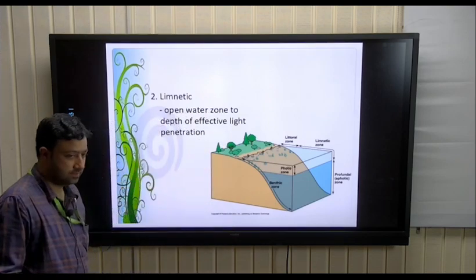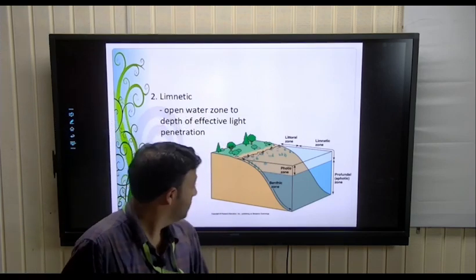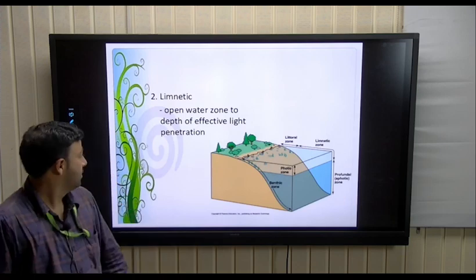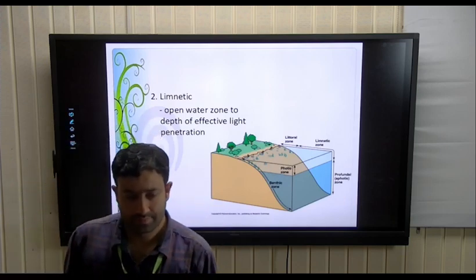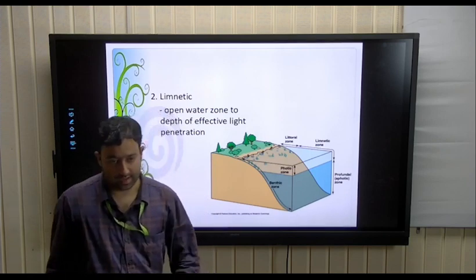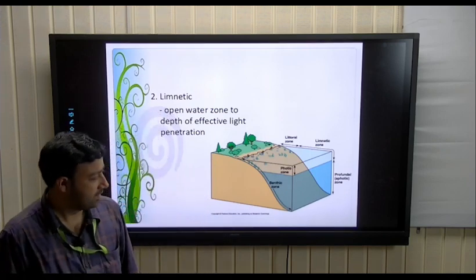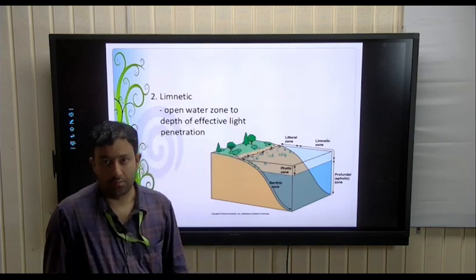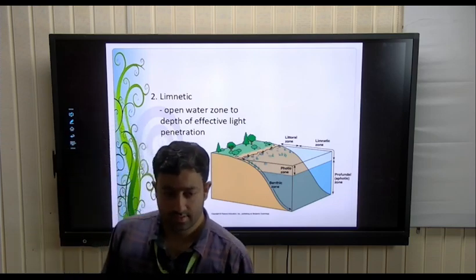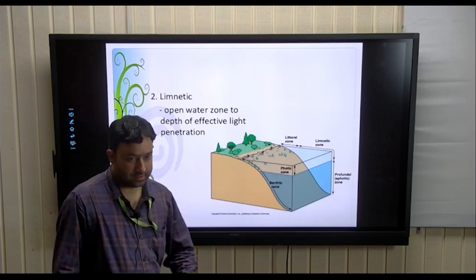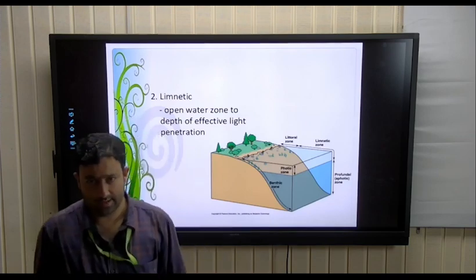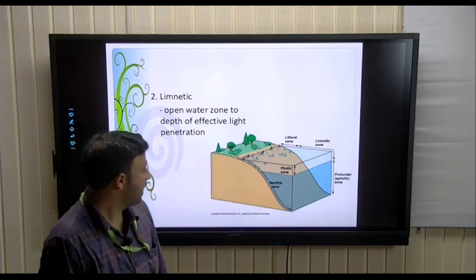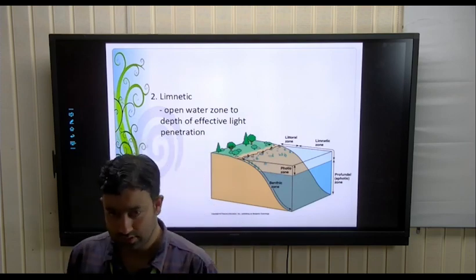Number two is the limnetic system. Limnetic system means open water, up to the depth of effective light penetration. It is freestanding water. Actually, it includes ponds. The aquatic organisms that live in it carry out photosynthesis, and the light penetrates through to the bottom.